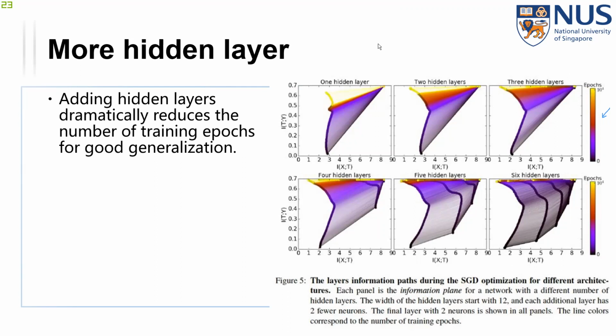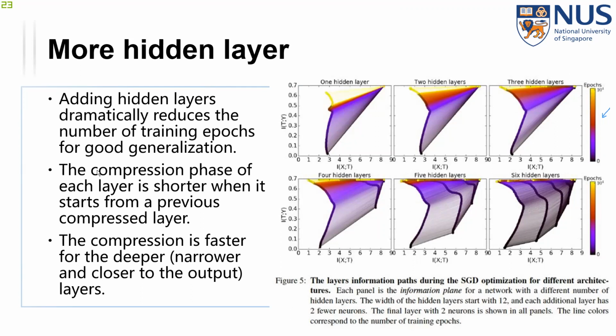Why would a larger number of layers allow better generalization? The first point means that to reach the same level of generalization, more hidden layers will take less time, because the generalization levels are here, right? So this is the same generalization level.